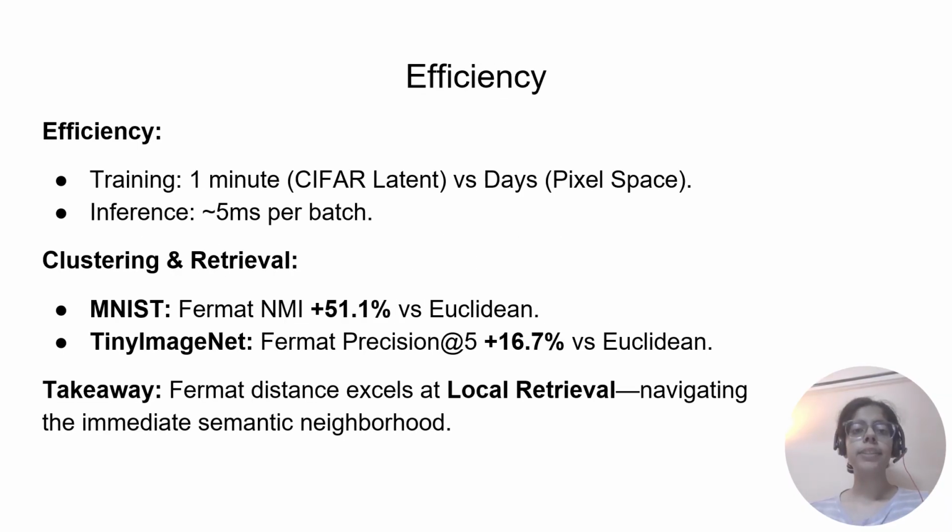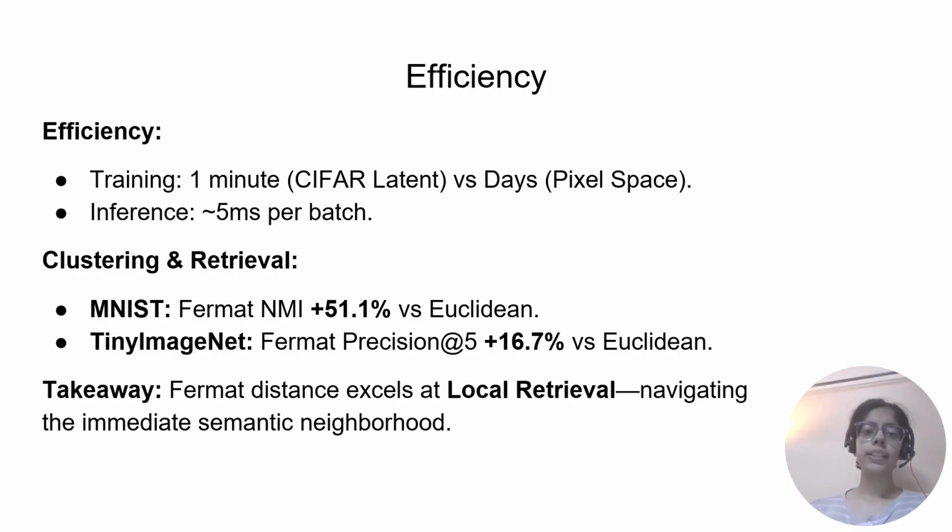In this slide, we discuss efficiency. The core challenge of this project was making the method fast enough to be practical. So our two-stage pipeline solved this. We first moved all the tough math from the high pixel space, which had over 3000 dimensions, to a much smaller latent space, which only had 128 or 256 dimensions.